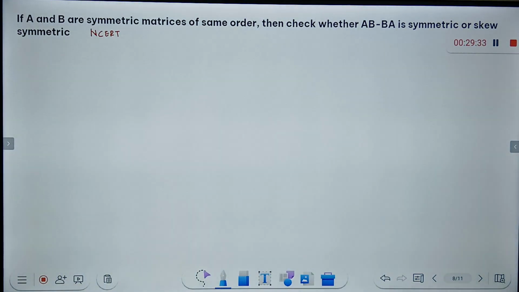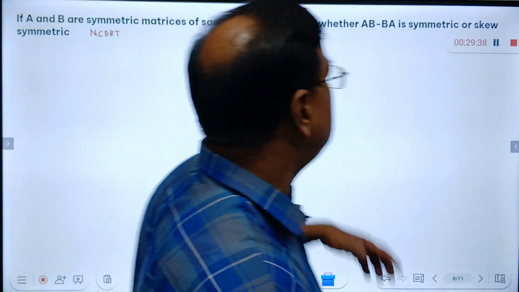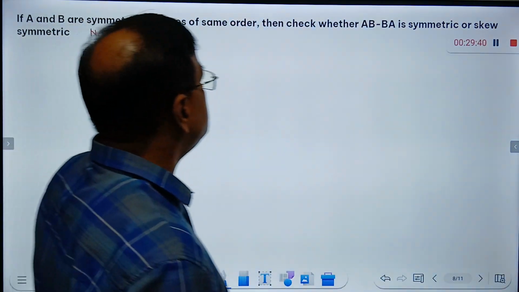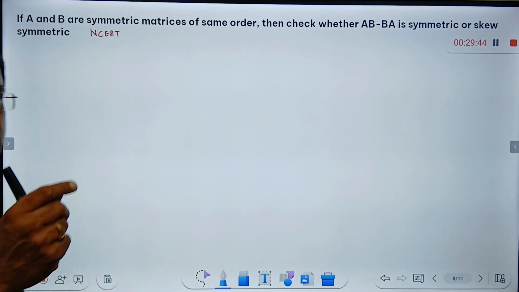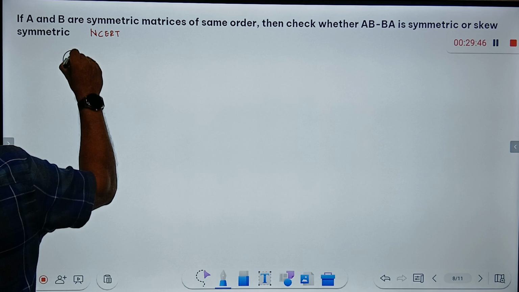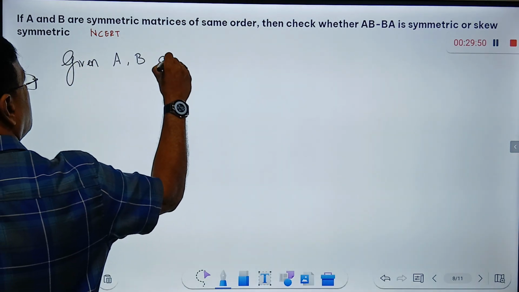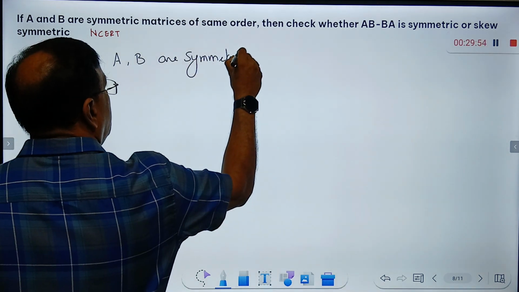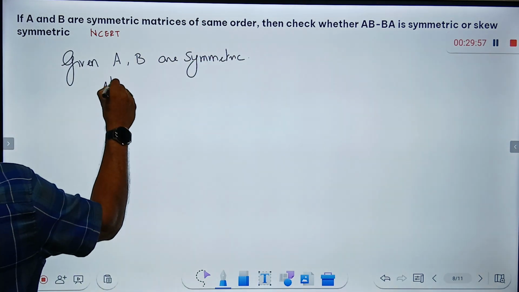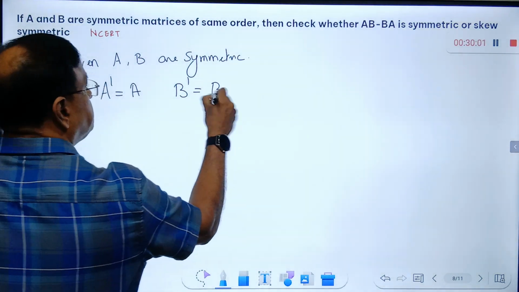It's very, very important. Many a times it either comes in your school exam or it will come in the board exam. Very famous and very popular question. A and B are symmetric matrices. It's given. So if A and B are symmetric, what do you know? A transpose is A and B transpose is B.